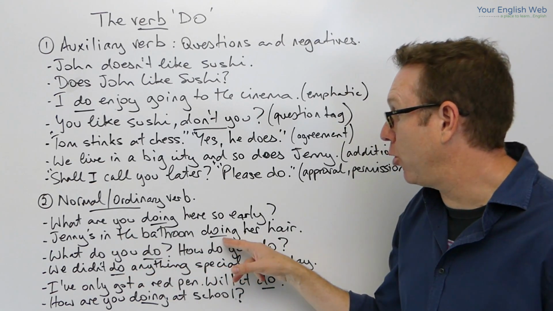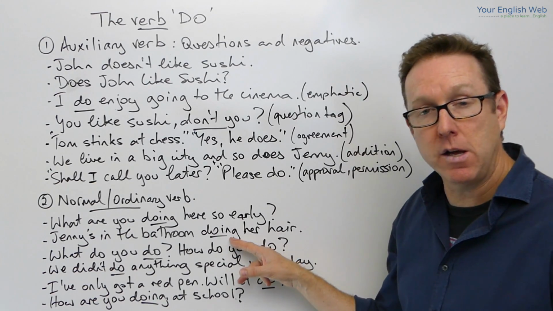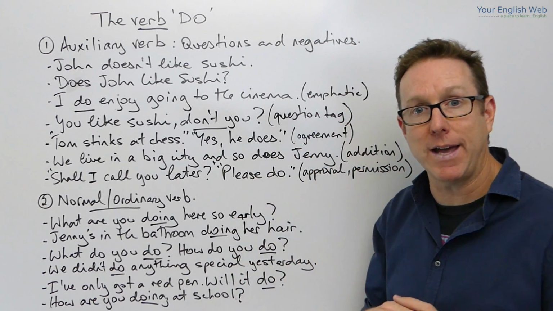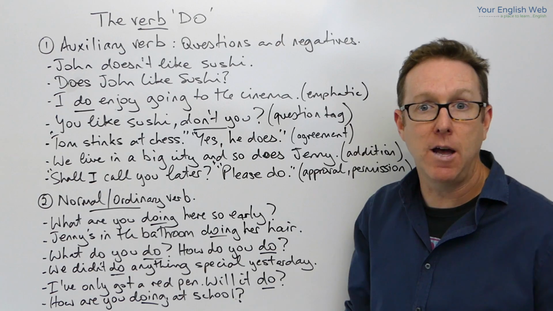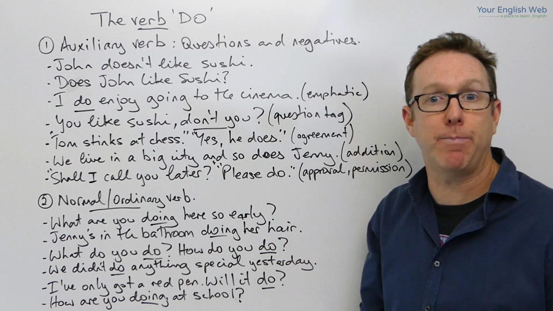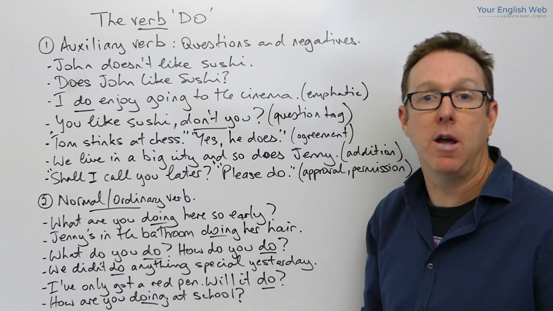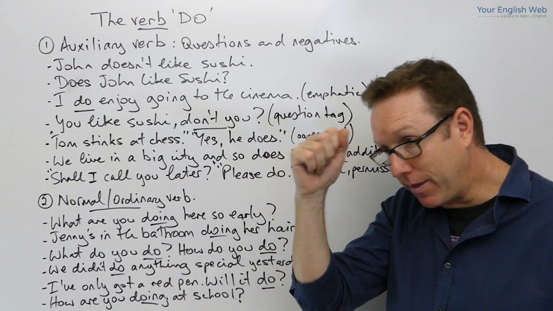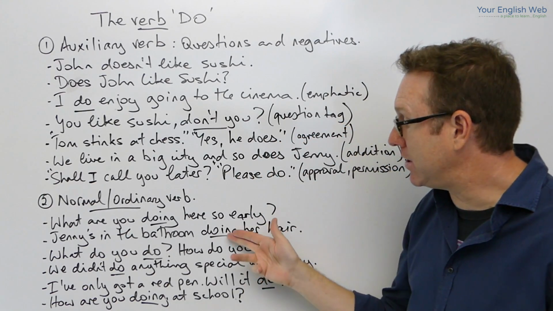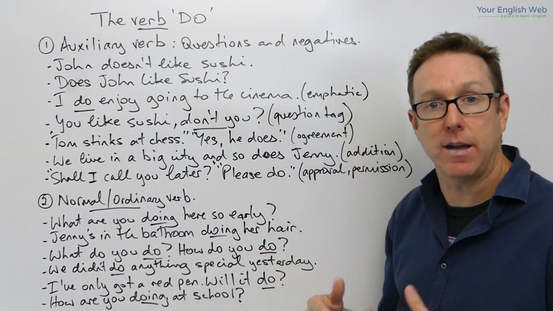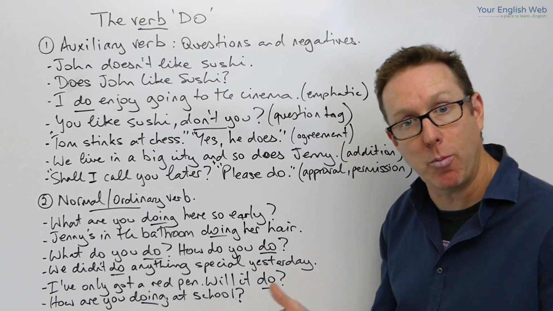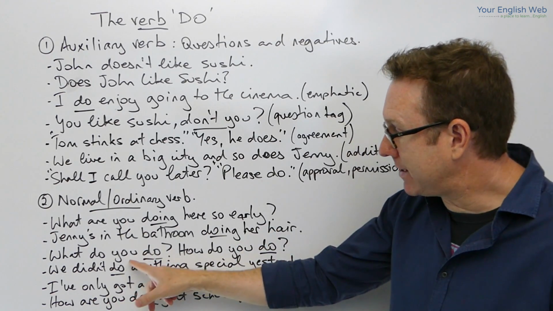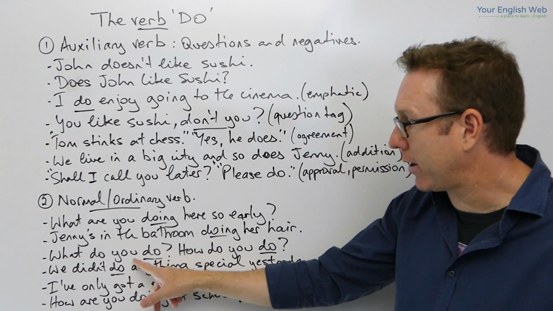Jenny's in the bathroom doing her hair. She's organizing her hair. She's fixing her hair. Perhaps she's washing it. Perhaps she's cutting it a little. Perhaps she's brushing it. Perhaps she's drying it with a hairdryer. But she's doing her hair in the bathroom. Okay, the normal use. Now, this sense here, quite common.